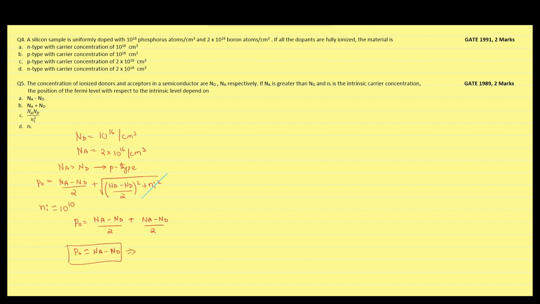So the hole concentration comes out to be 10 raised to the power 16 per centimeter cube. So the B option is correct.